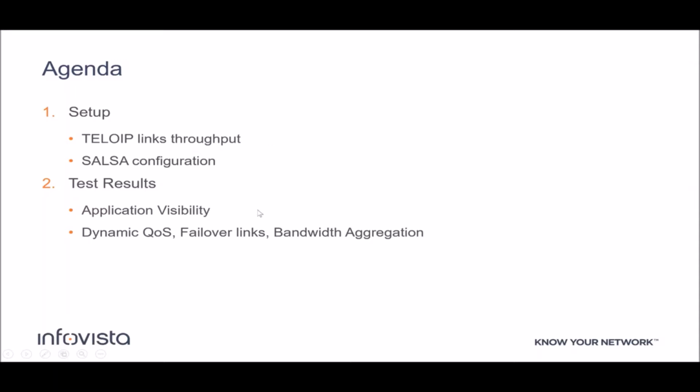In this second part, we are going to show you 4 use cases: the application visibility with and without congestion in the network, dynamic quality of service for mission critical applications to protect them from user experience degradation, and also this QoS with failover link capabilities and bandwidth aggregation when we have the ability to use active links over the internet.